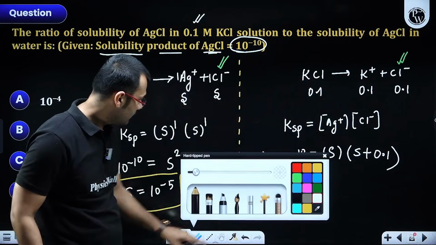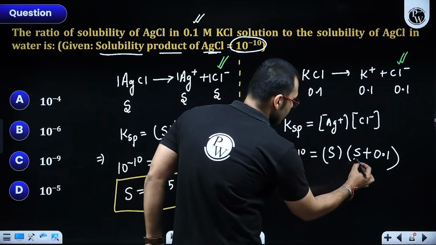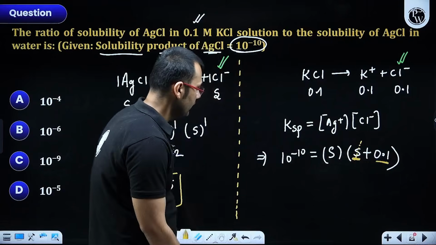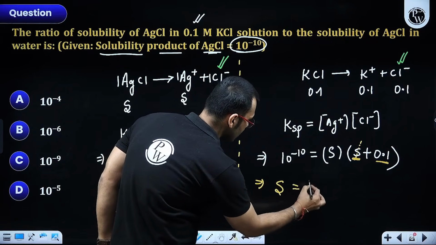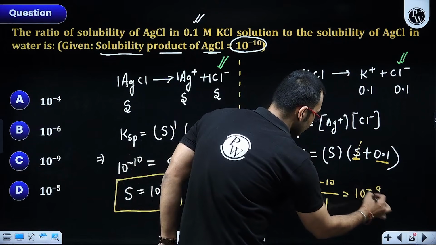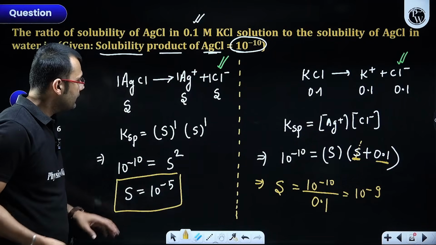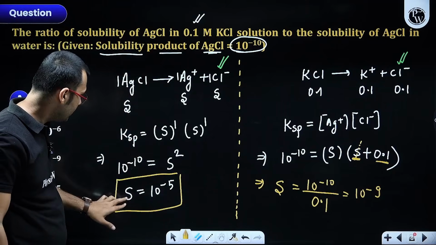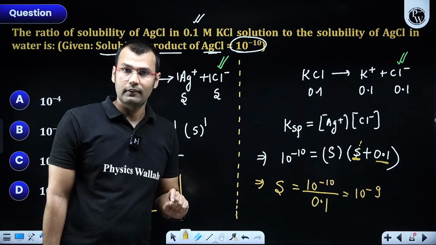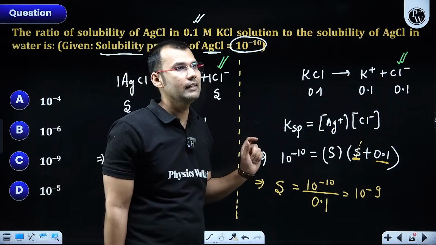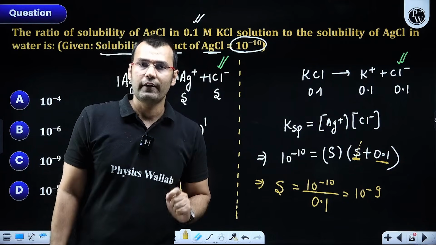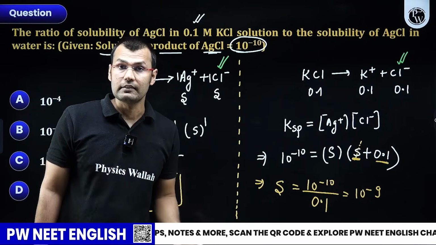And now again, you know very well that this solubility is very small as compared to 0.1, so this solubility will be ignored as compared to 0.1. So from here, if you get solubility, that will be 10 power minus 10 upon 0.1, it will be 10 power minus 9. If you compare the values, you can see that without common ion effect, solubility is more. With common ion effect, solubility is less. So common ion effect, once we saw that it decreases the degree of dissociation of a weak electrolyte, but it also affects the solubility. Due to common ion effect, the solubility of a salt will decrease.